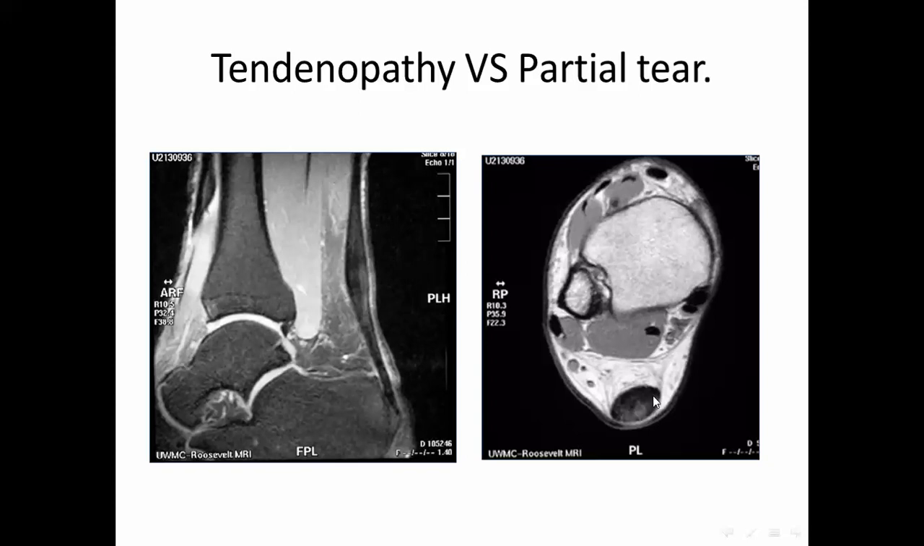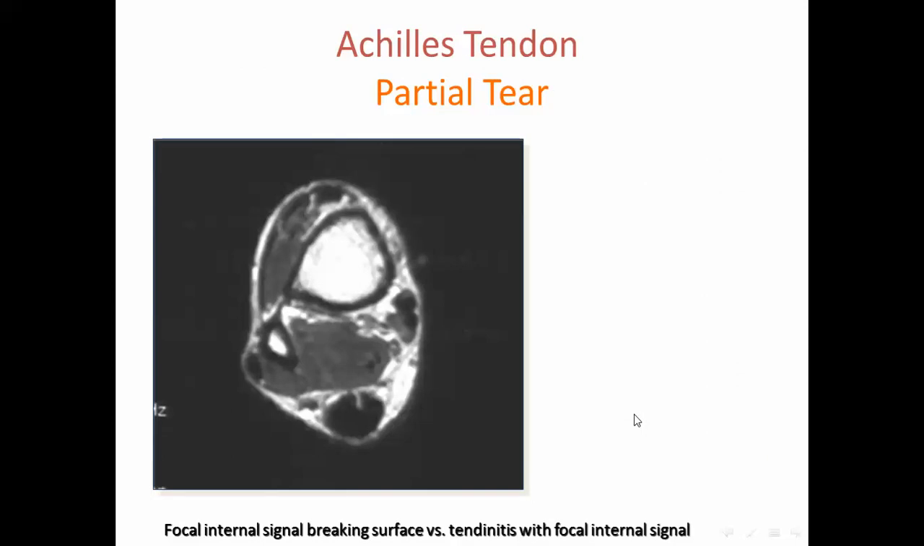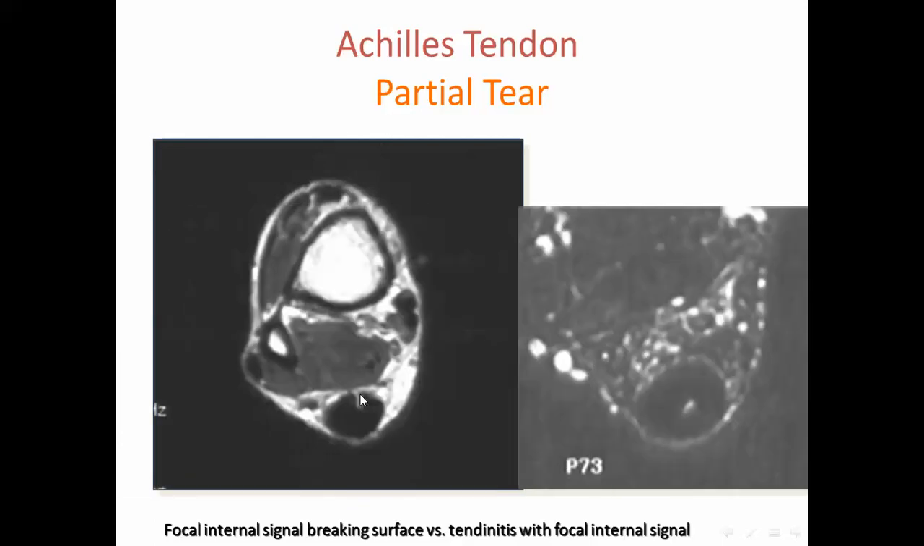Partial tear means the fibers are not there. The black fibers are not there. Partial tear of the Achilles tendon, focal internal signal breaking on the surface, to differentiate from the internal signal of tendinitis. If it is tendinitis, it is inside. If it is breaking on the surface, it is called partial tear. So this is tendinosis or tendinitis with internal signal change, abnormal signal. But this one, there is interruption reaching to the surface, it is called partial tear.